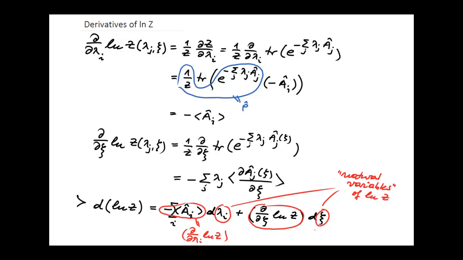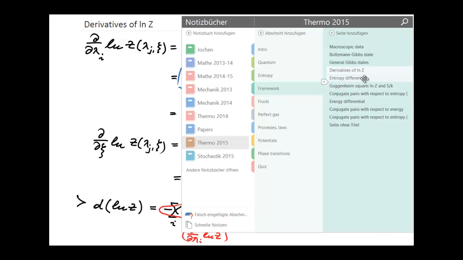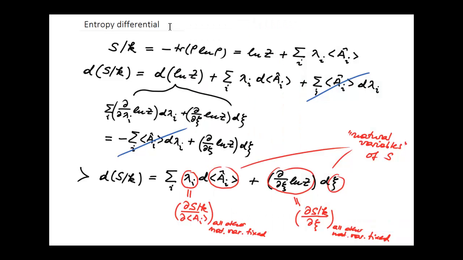And so you see you have a comparable structure here for the total differential of the log of the partition function, and on the next page for the differential of the entropy. The difference is, in the first case, the natural variables are lambda and psi, whereas here, for the entropy, the natural variables are the expectation values and psi.